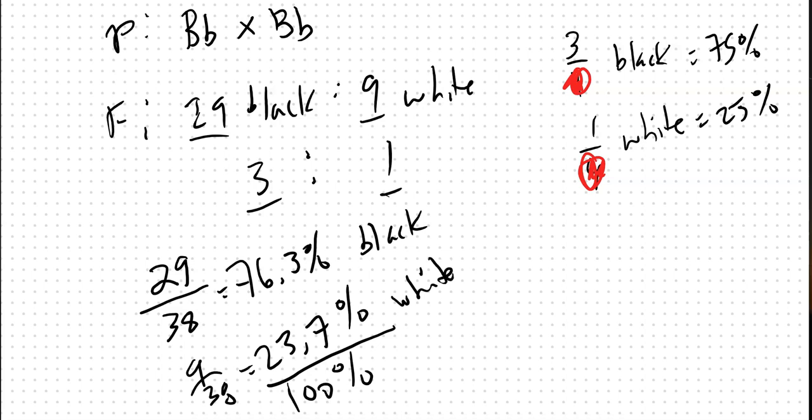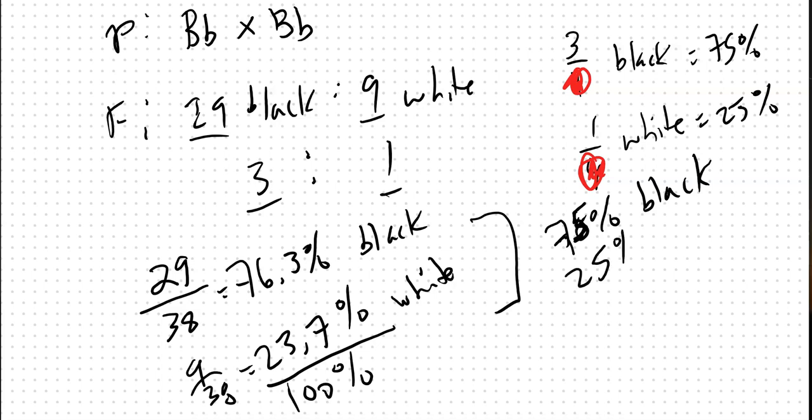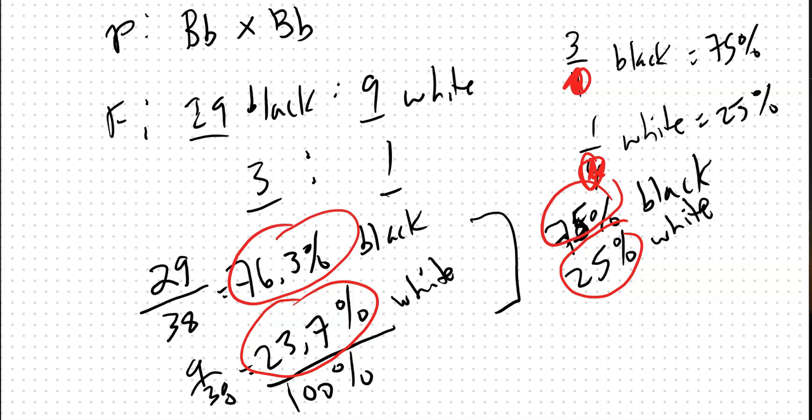And remember, when we're flipping a coin, if we flipped it 10 times, it wouldn't come up 5 times heads and 5 times tails. There's some amount of variation in statistics that's allowed. To check this, you could use a chi-square analysis. But here, our expected would be 3/4 or 75% black, and 25% white, which is really close. These are close to each other. So we can pretty much safely say that this is the genotype of the parents, and that would be your answer.